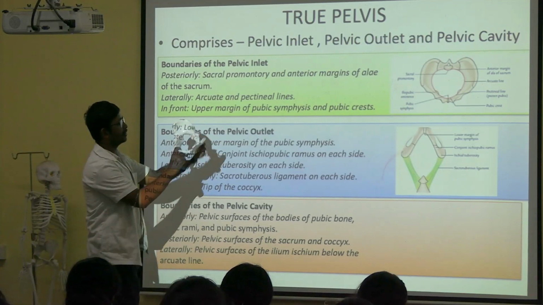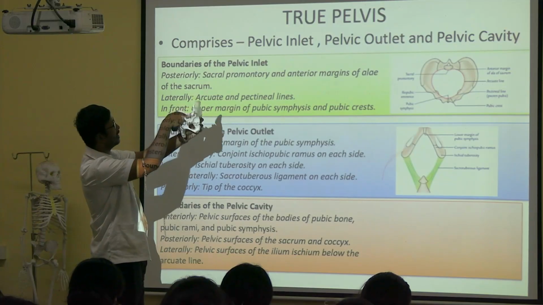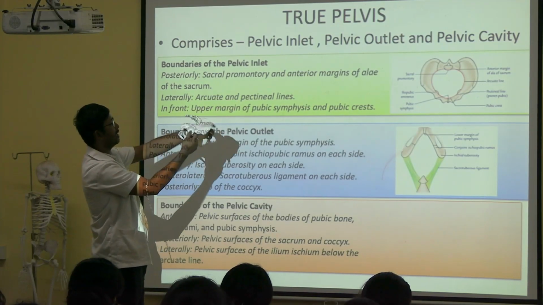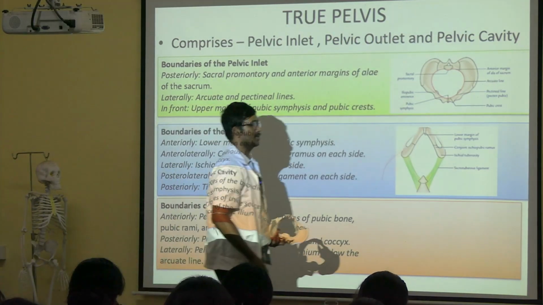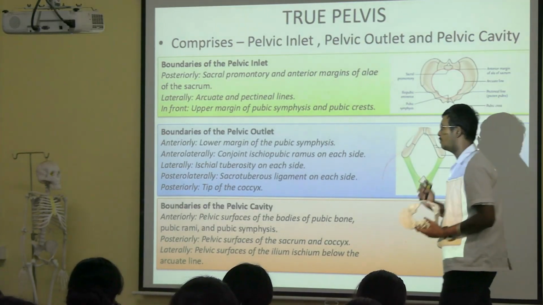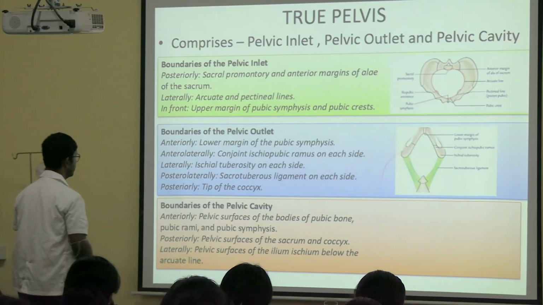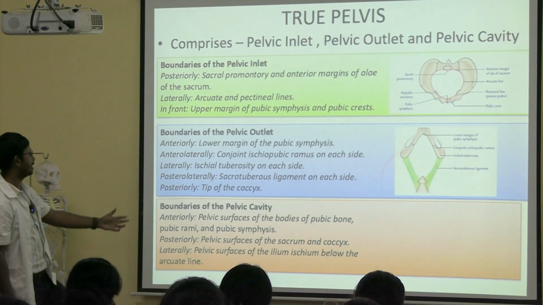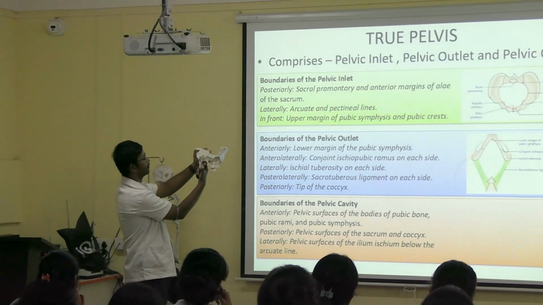Now we have talked about the pelvic brim, then the pelvic inlet, then the pelvic outlet. Now what is left is the pelvic cavity. The space between your pelvic inlet and your pelvic outlet is your pelvic cavity. The pelvic cavity is basically bounded by your pelvic organs. Anteriorly it will be bounded by the pelvic surface of the body of the pubic bone, that is this part.